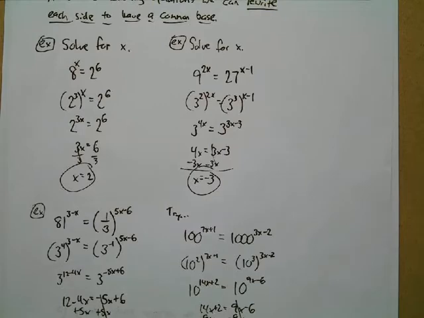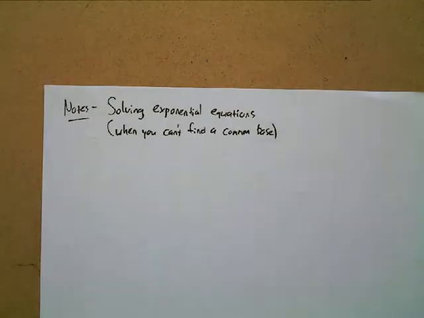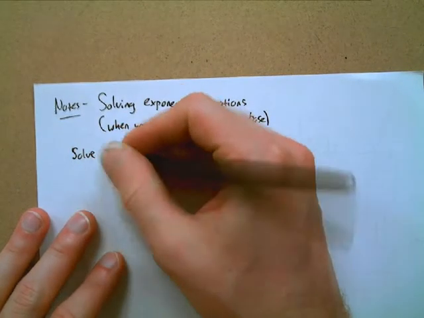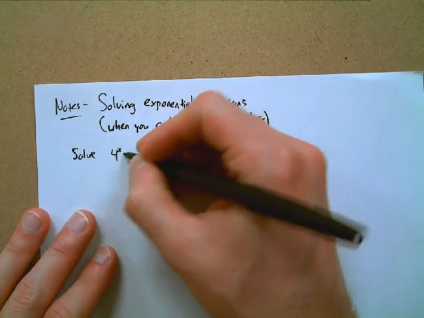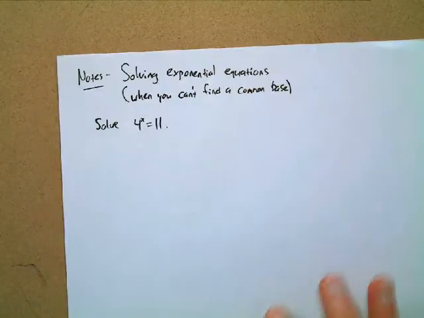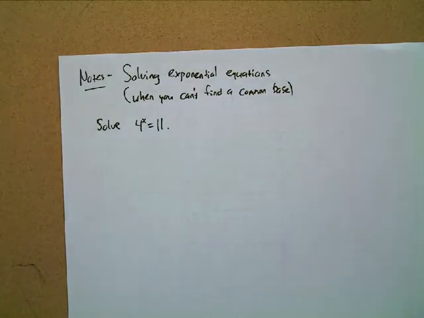But supposing instead we have something like 4 to the x equals 11. Oops, and I'm off the screen. There we go. Suppose you have something like this. Solve 4 to the x equals 11.